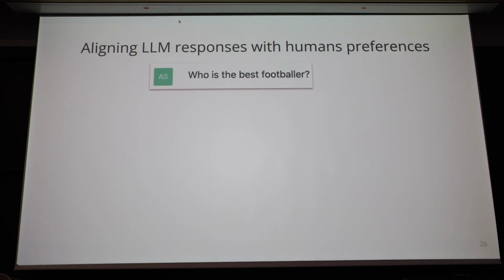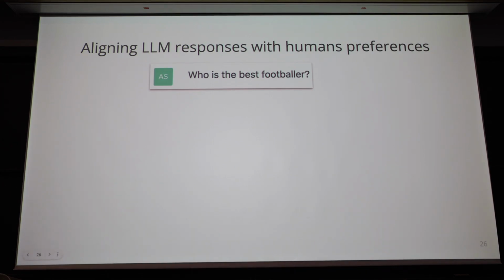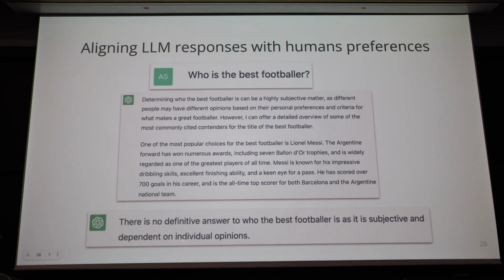So while next word prediction is a great way of using these large language models, there's an inherent problem when we're trying to interact with these models. For example, let's say I ask the question, who's the best footballer? Okay, I mean soccer player. One answer could be, here ChatGPT goes on to say that it's a very subjective matter, but it also suggests a name, for example Messi, and goes on to explain why he's considered one of the best players. Whereas another completion that ChatGPT comes up with says that there's no definitive answer and it's subjective, and it stops there. It doesn't say anything more, right?